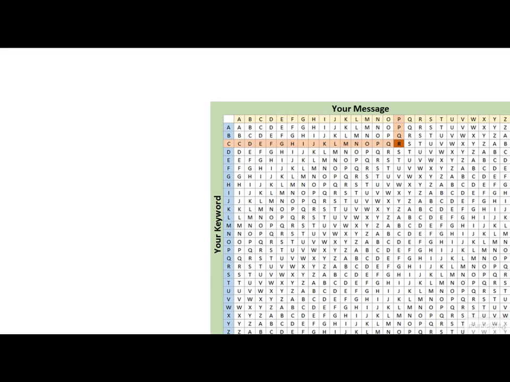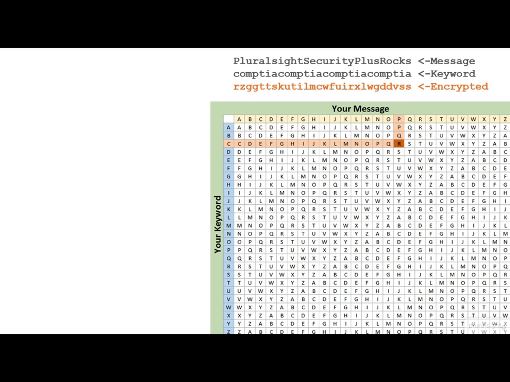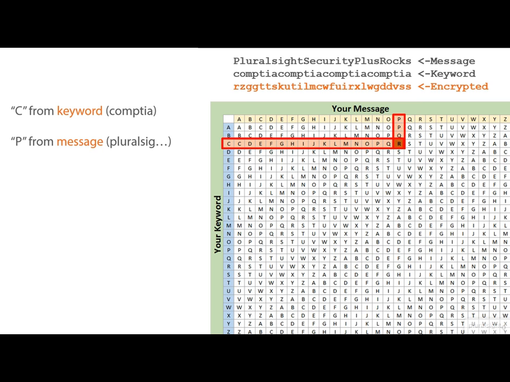So if we look at an example, okay, here's our message and our keyword. So here's a Vigenère table. All right, so our message goes up on top. Our keyword is on the left, and basically we have Pluralsight Security Plus rocks as the message, again, CompTIA over and over again as the keyword, and our resulting encrypted message. So our keyword, you'll see here on the left, we have C is the very first letter of our keyword, right? CompTIA. So we go from C all the way over until we get to P, which is the first letter of our message. Okay, so where those two intersect is the letter R. So that is where you see here, P over C, and the resultant R is the encrypted letter.